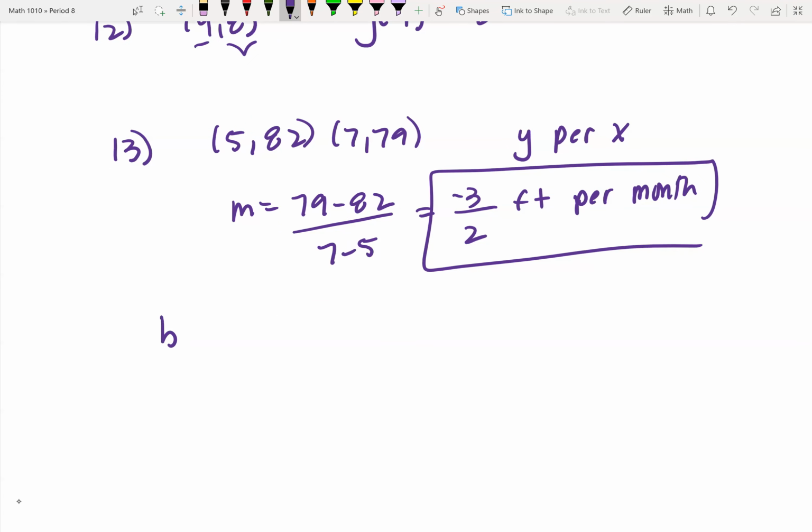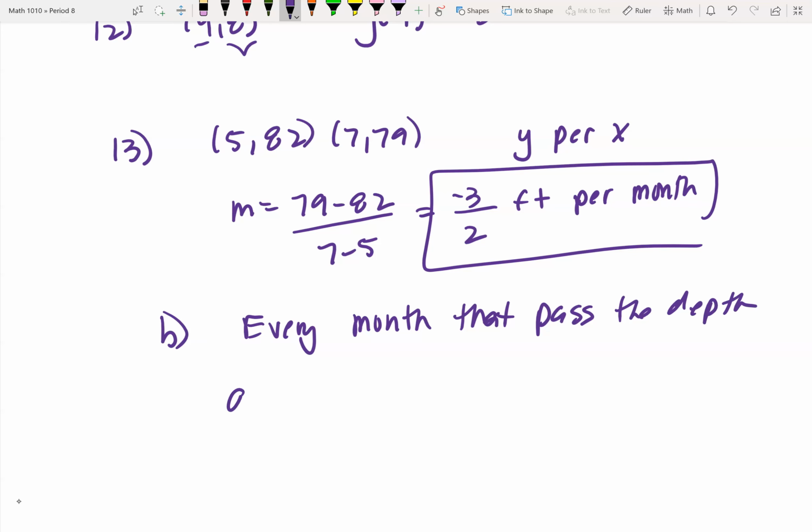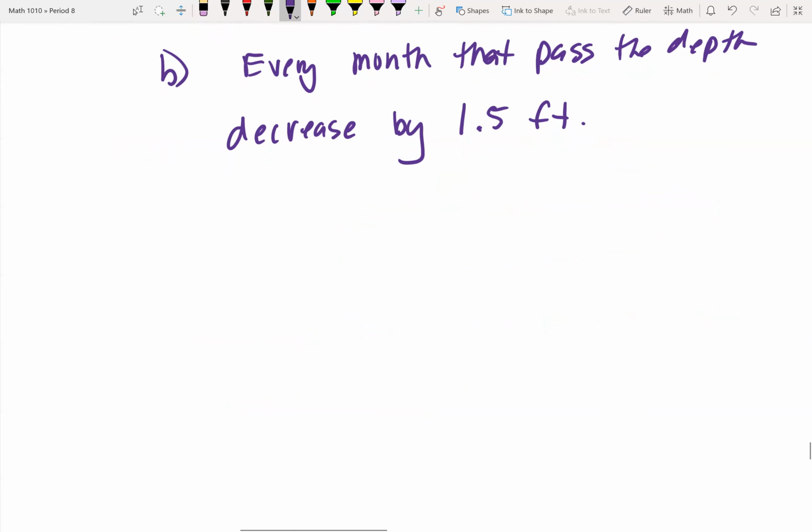Question B, what does that mean? It means that every month that passes, the depth decreases by 1.5 feet. Some of you said decrease by negative. That's like a double negative. So decreasing by a negative is not a thing. So it's just decreasing. Okay.